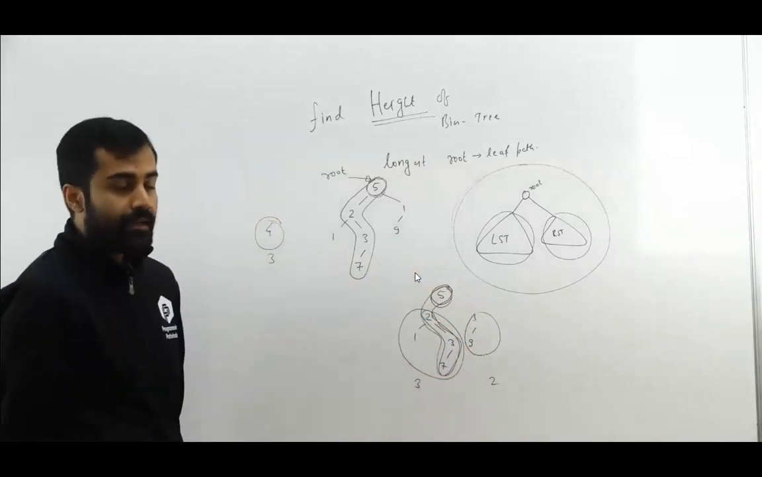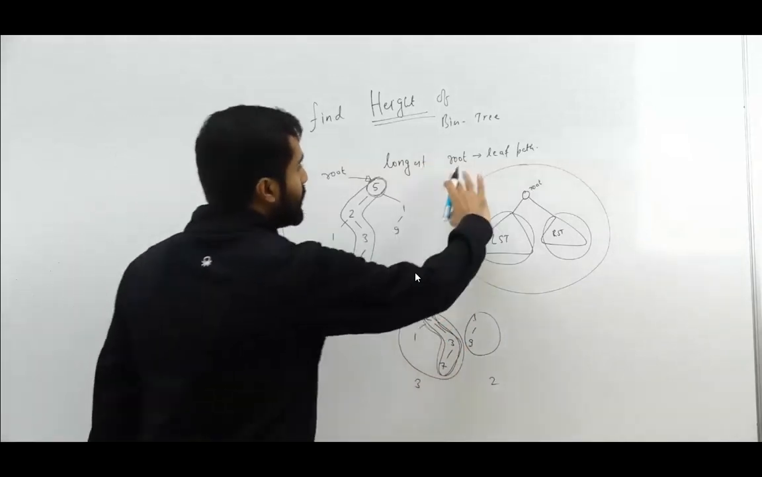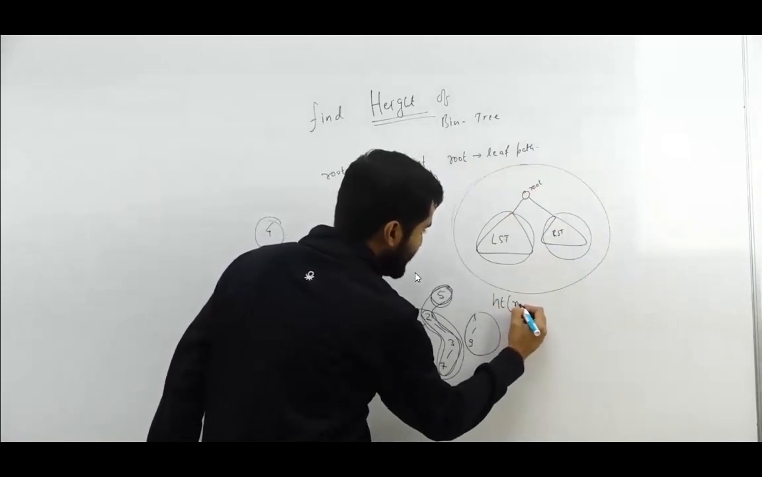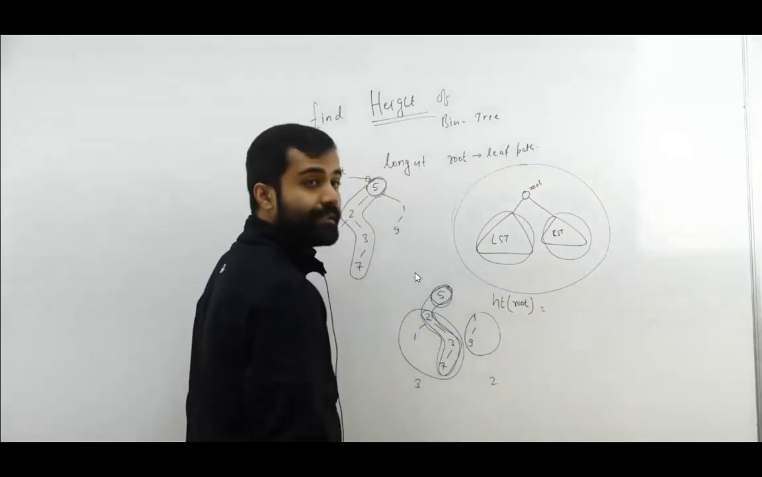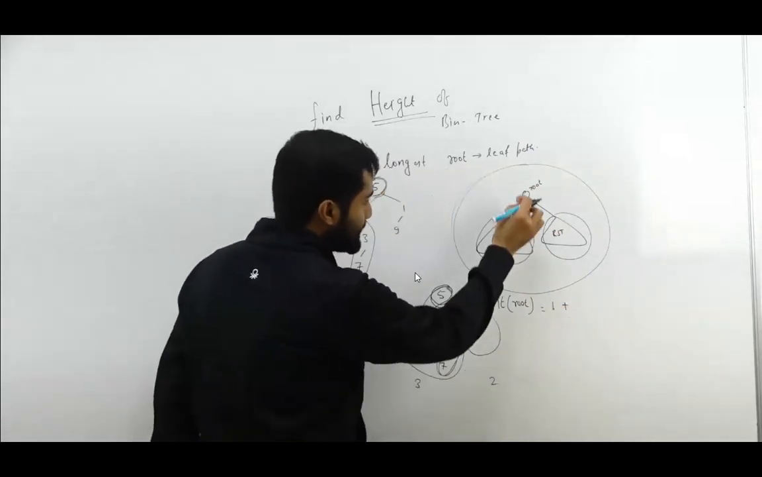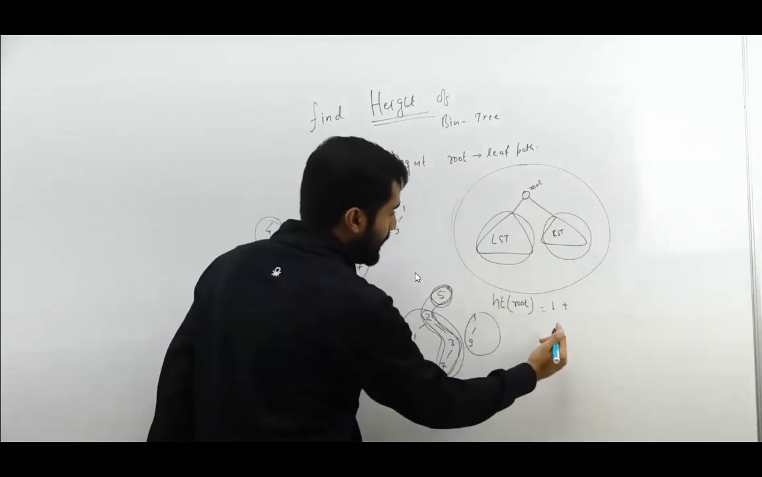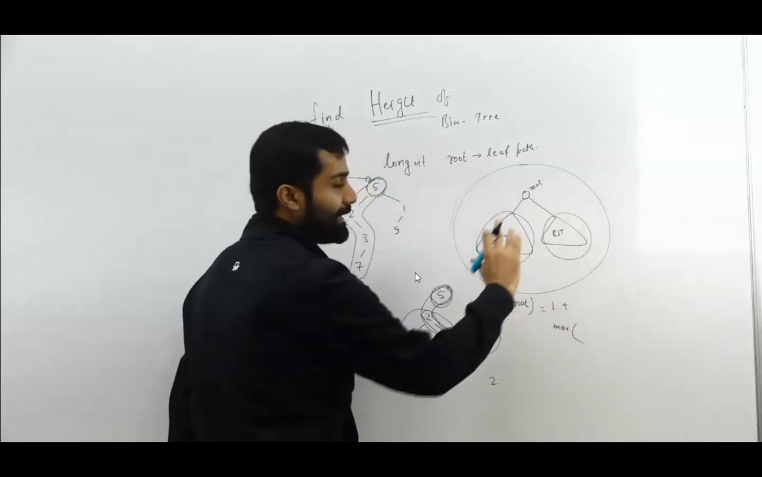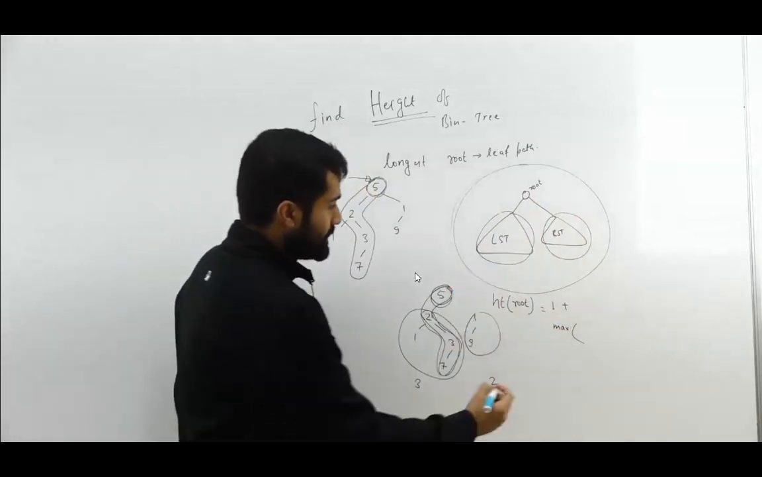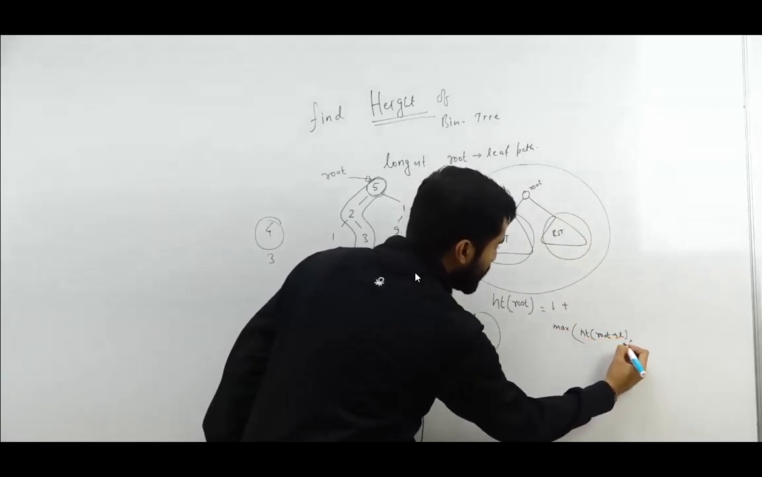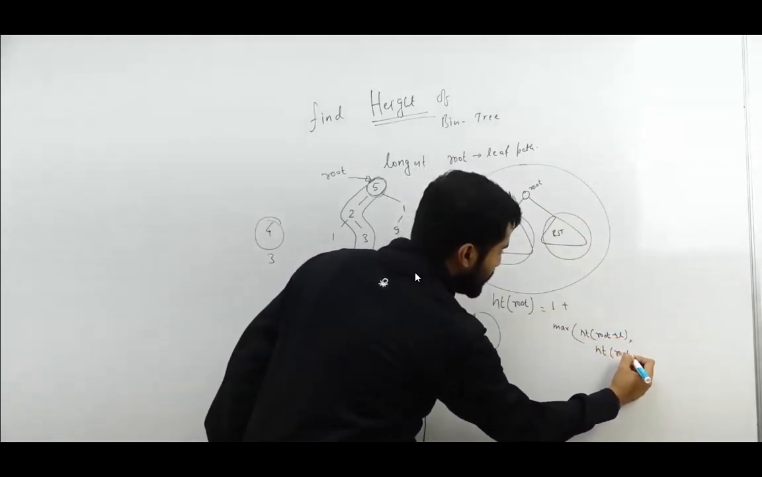subtree. So I can say that the height of the entire tree which is rooted at this root, if I write it in this manner, is equal to 1 plus, why 1 plus? That is for the contribution of the root. 1 plus maximum of the height of left, comma, height of right, correct? So height of root left, comma, height of root right.